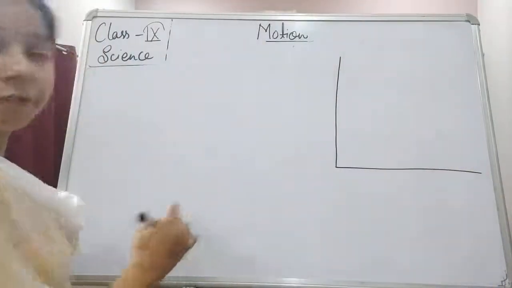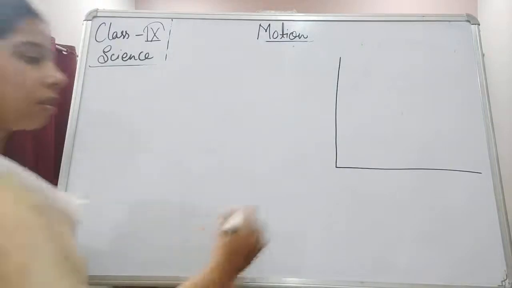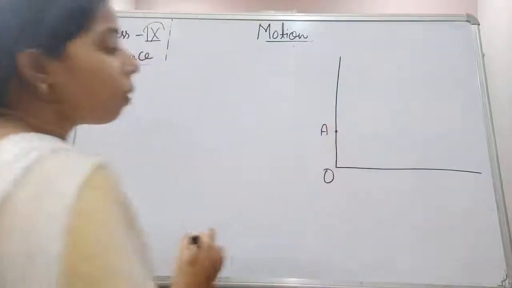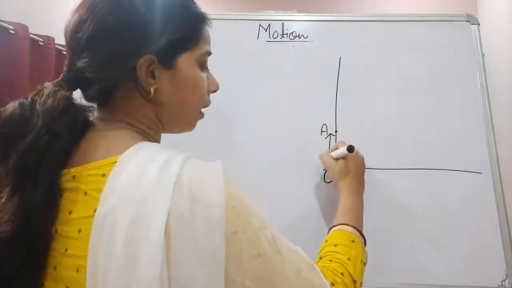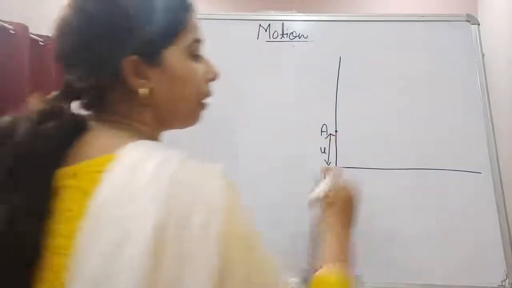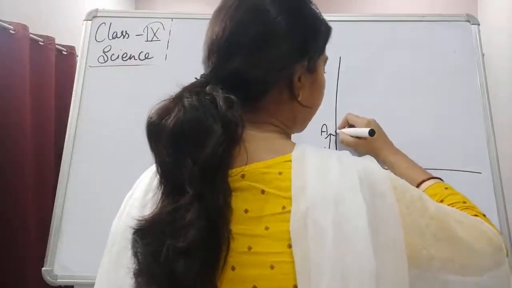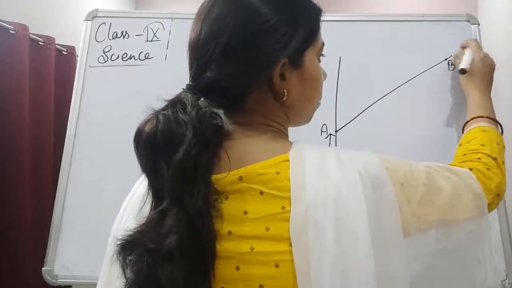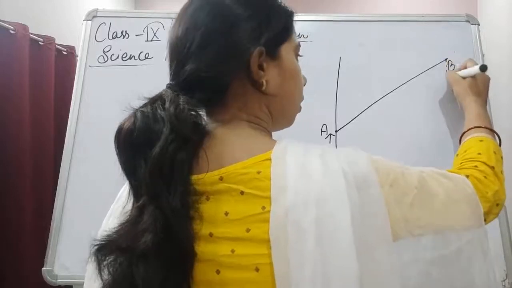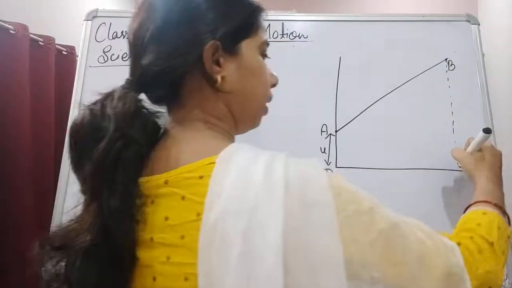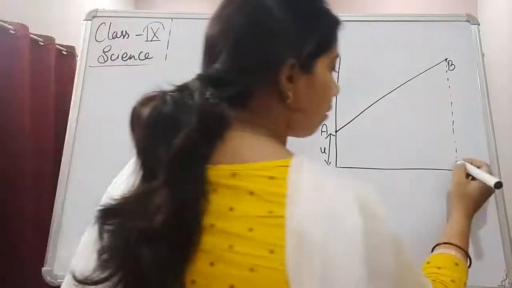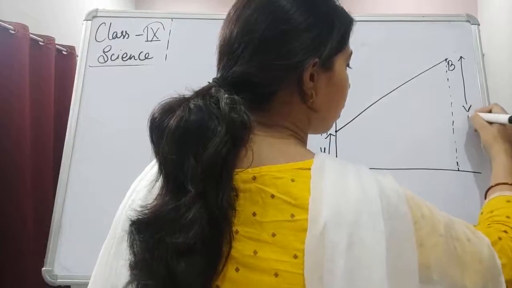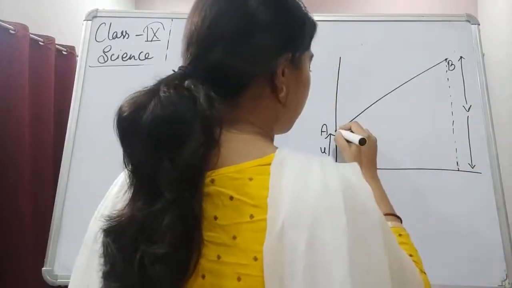You see students, if this is the point O, and at a particular distance this is A. After traveling here, it has the initial velocity, that is u, and then it becomes accelerated. It accelerates up to this point, that is B. Up to B, it will be the final velocity.